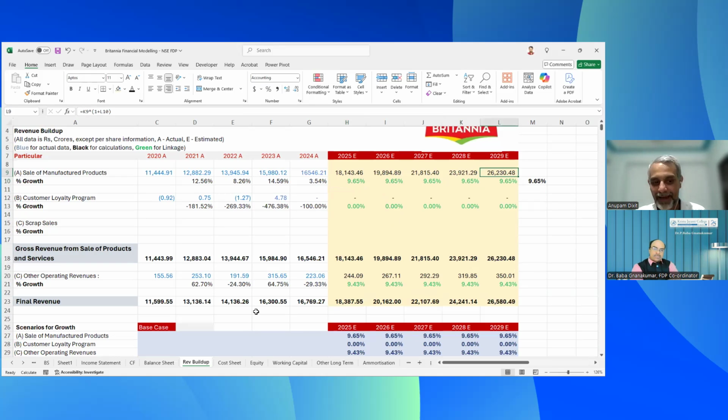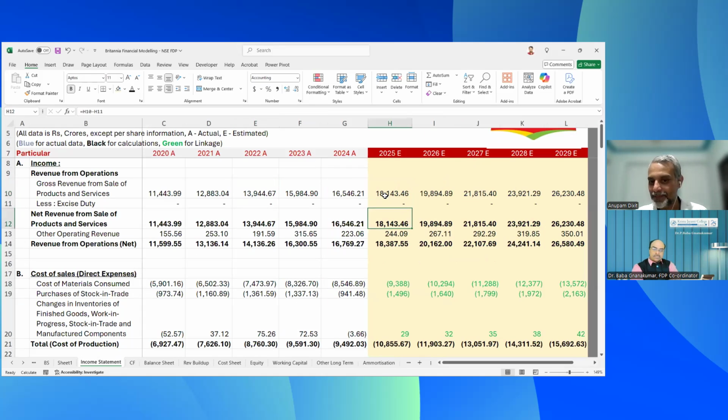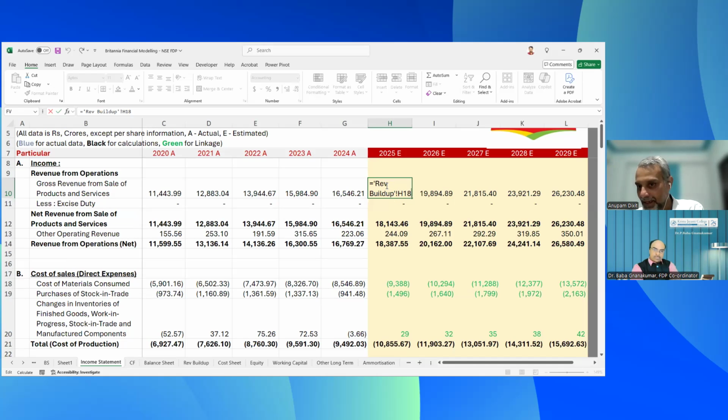Then we take these values back in the income statement, right? So here, these values are linked from that revenue build-up sheet. I have calculated that in the revenue build-up and then brought it into this income statement, equal to the revenue build-up sheet. So my value here is coming from the revenue build-up sheet. So 1, 2, 3, this is done.